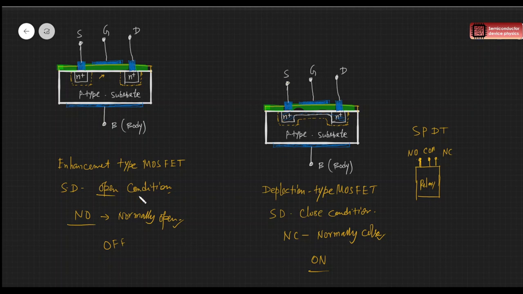Now we'll first focus on this enhancement type MOSFET. In this type of MOSFET, as you can see, there is no channel between the source and the drain. So the device will not conduct any current between source and drain without any gate voltage, right? So let's go ahead and see how this kind of enhancement type MOSFET works.